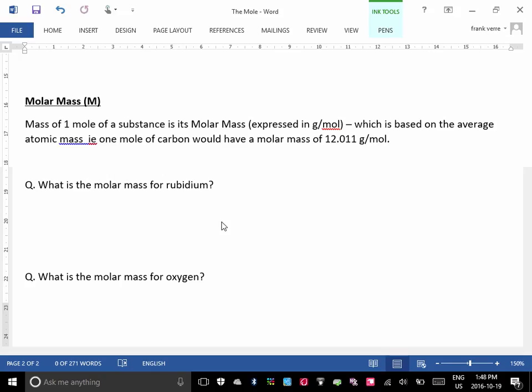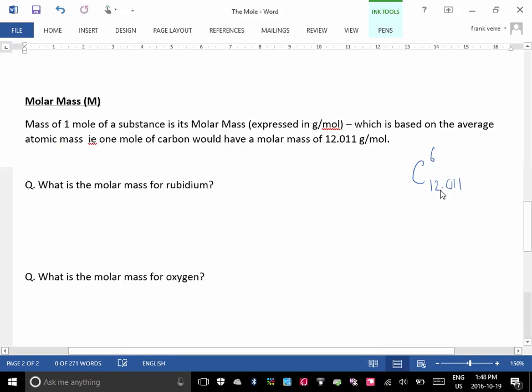And it's defined as the atomic mass on the periodic table. You know, on the periodic table, the things have an atomic mass. So it's defined as the atomic mass in grams for 1 mole. So if you look at carbon, carbon has an atomic number of 6, and a mass number of 12.011. So 1 mole of carbon would have 12.011 grams of carbon. So you look at your periodic table, you look at the mass number, 1 mole of that substance would have that mass number in grams.